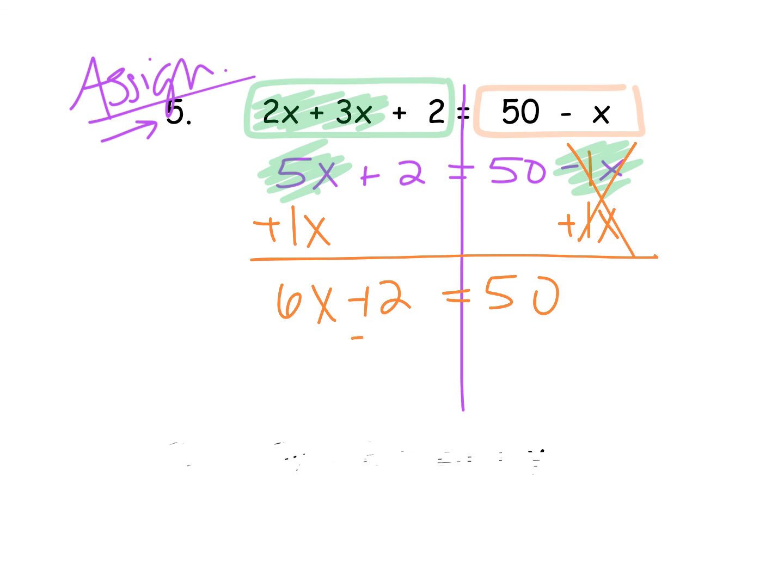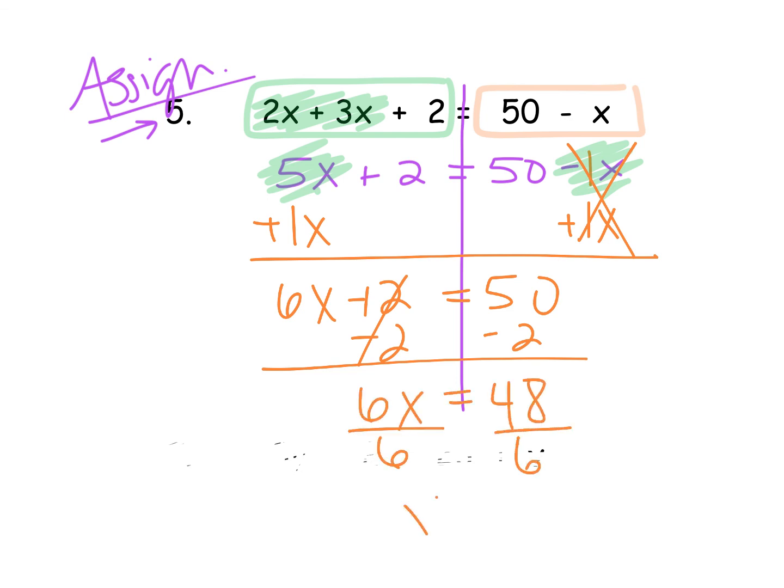Then undo adding, subtracting, minus 2. 6x equals 48. Divide by 6. And x equals 8. So you guys have one problem on your assignment finished now. You have the rest of this assignment to do. You have to do all the problems, and I'm pretty sure there's a front and a back. Make sure you do all of them. There's also an answer key that you can check with while you're working.